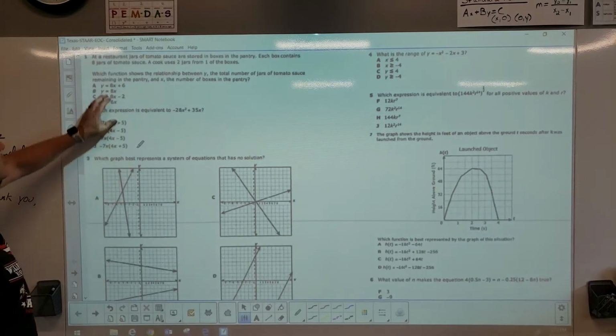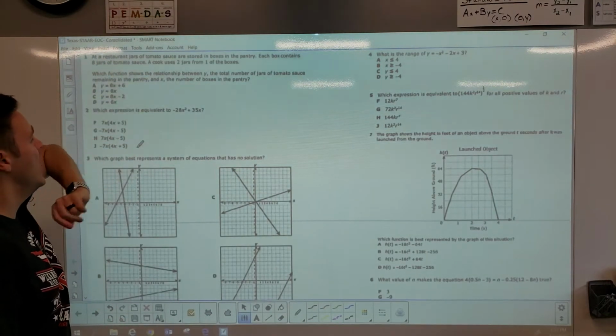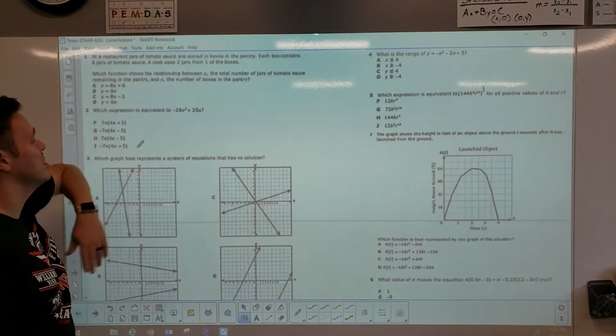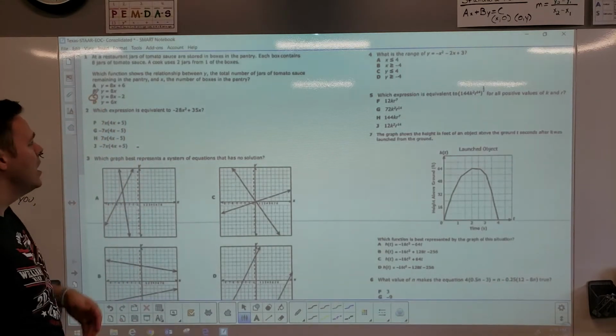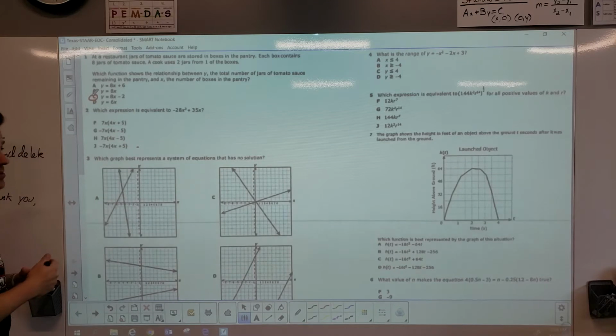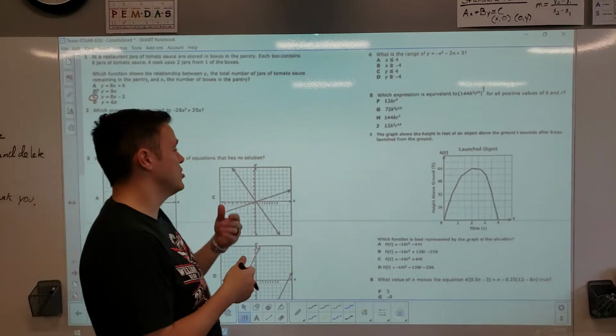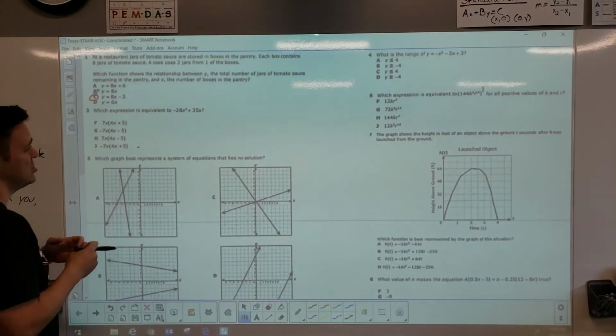So let's begin. First one here, restaurant jars. A cook uses 2 jars from 1 box. How would you actually relate that? The answer is C. Next expression right here. So I'm going to go through these kind of quick. You just want to make sure you guys write stuff down as you go along.